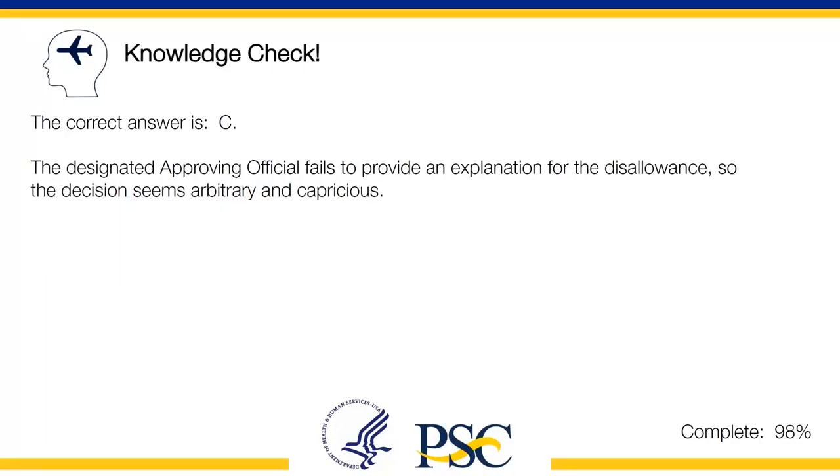The correct answer is C. The designated approving official fails to provide an explanation for the disallowance, so the decision seems arbitrary and capricious.